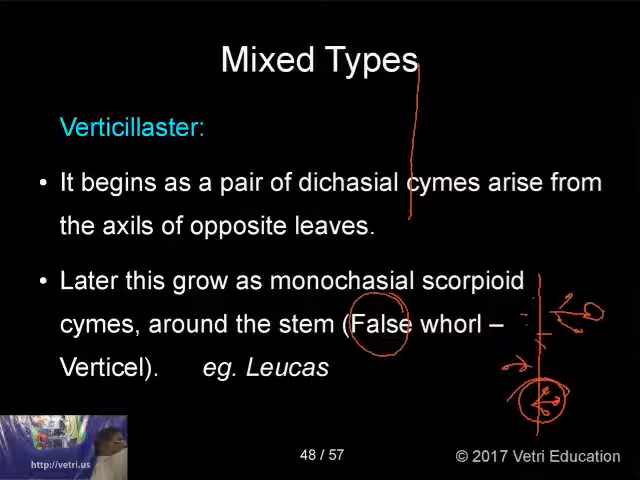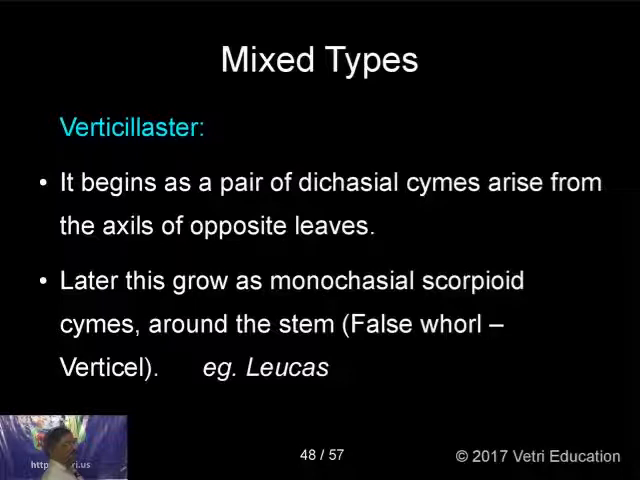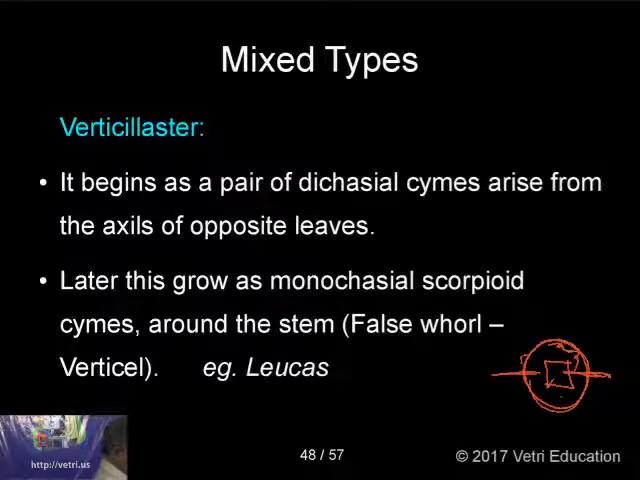Next. The next one is the verticillaster type of inflorescence. In this, you can find two types of cymose types only. The same inflorescence has two types of cymose types. And it begins as a pair of dichasial cymes. See, this is the axis. From this, two branches develop. This is a cymose one, dichasial cyme. This is another cyme. And here, it gives monochasial branches and completely covers the central stem.